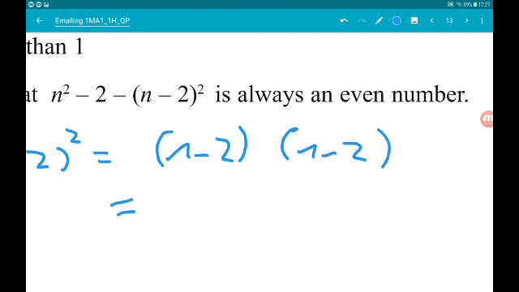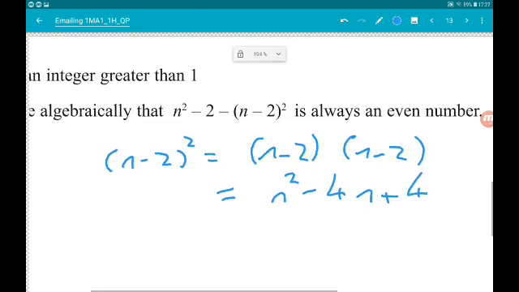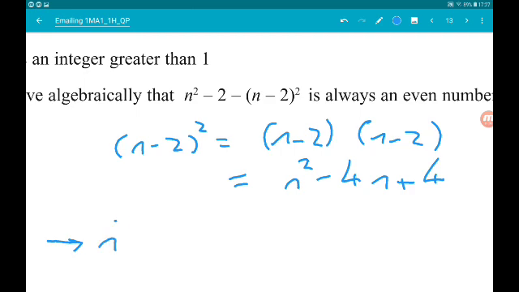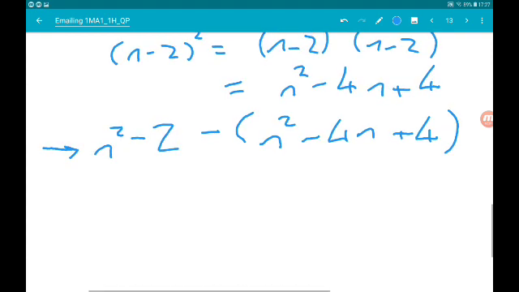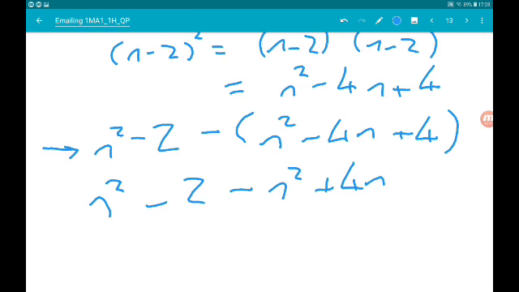Now, make sure from that you can get n squared minus 4n add 4. So, that means that we've now got n squared minus 2 minus that expansion. So minus brackets n squared minus 4n add 4. Now that minus on the outside of the brackets comes in and affects each term. So we're going to get n squared minus 2 minus n squared minus 4n. So that's add 4n and then minus 4.